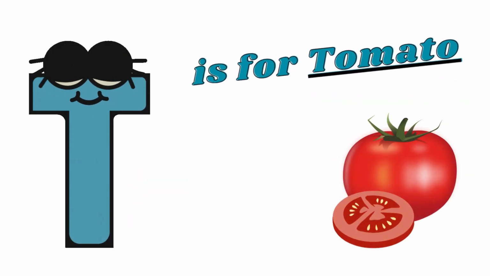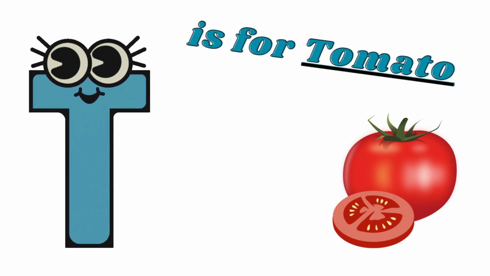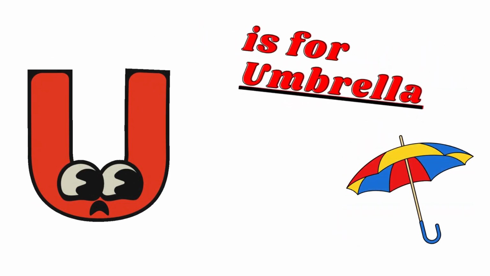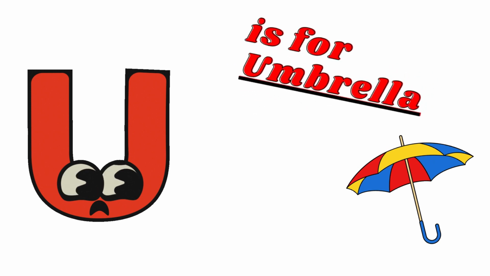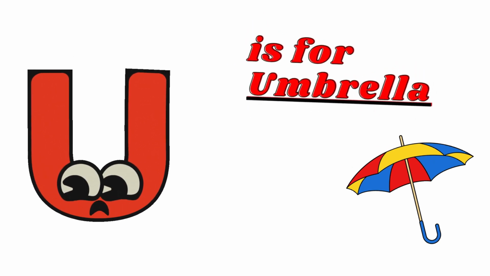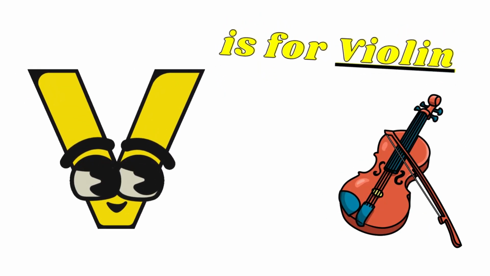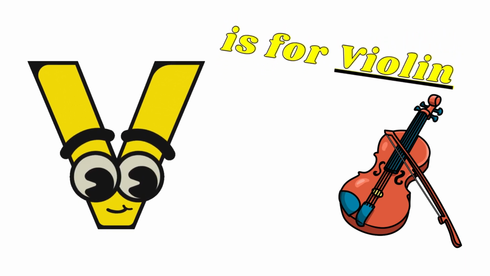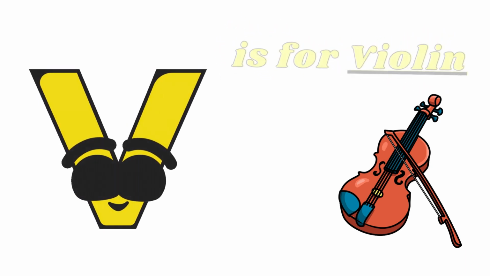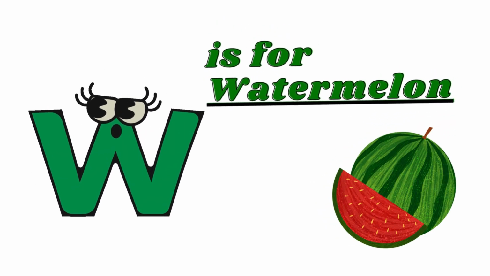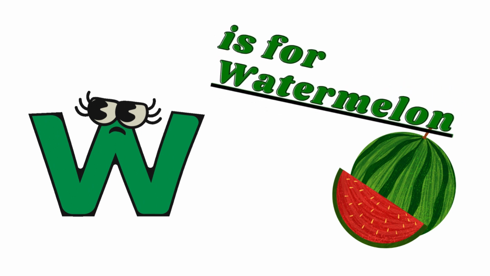T. T is for tomato. U. U is for umbrella. V. V is for violin. W. W is for watermelon.